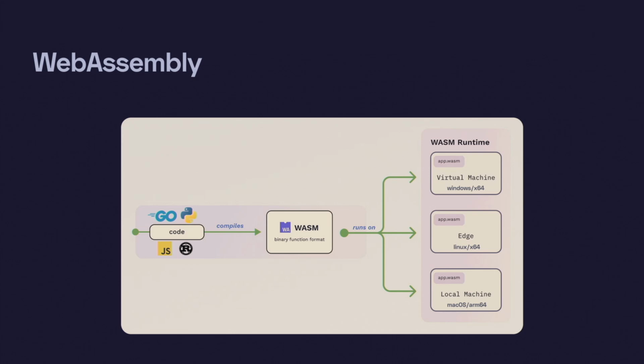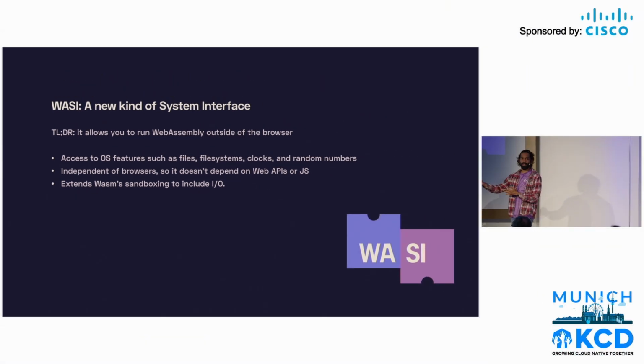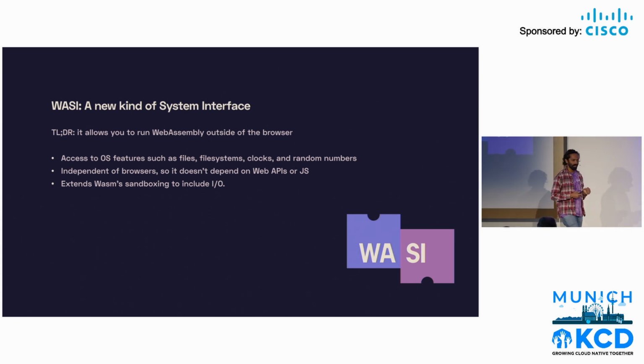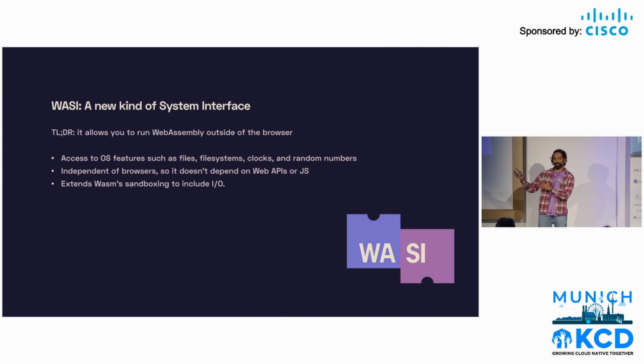So WebAssembly format for the browser. The characteristics were it's performant, it's secure, it's portable, and people are like, hold on. This actually makes sense if you run it on a server as well. But for anything to run on a server, you need access to things like files, networking, system clocks. So in the late 2010s, this thing called WASI was introduced, or WebAssembly Systems Interface, which allowed you to run WebAssembly on a server with things like access to files, file systems, clocks, and networking. And you didn't need to depend on any browser API. So you could run WebAssembly on a server.